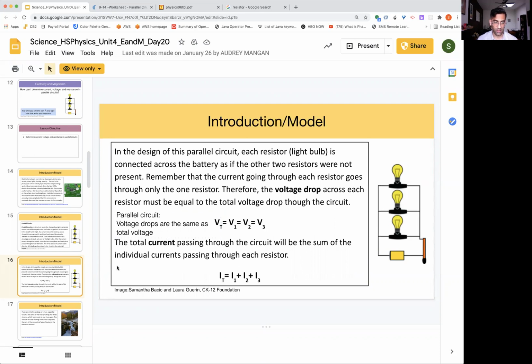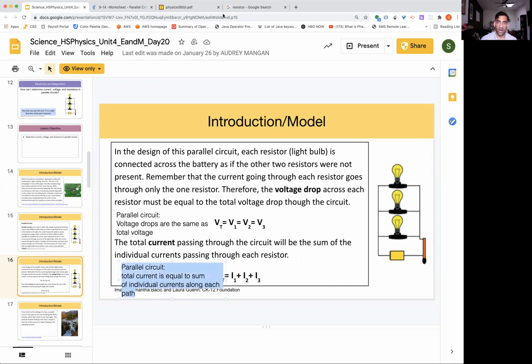And then also in a parallel circuit, total current is equal to the sum of individual current along each path. All right, I'm sorry about the coloring there.